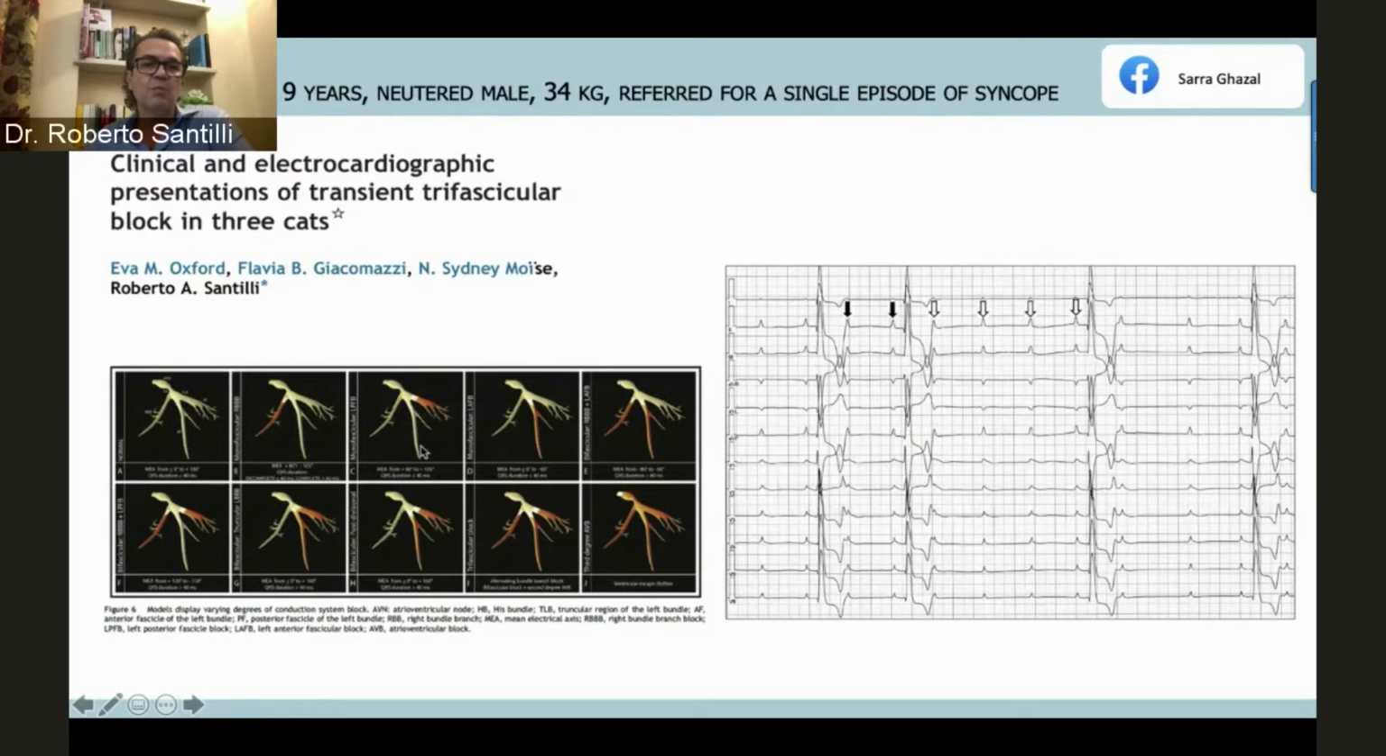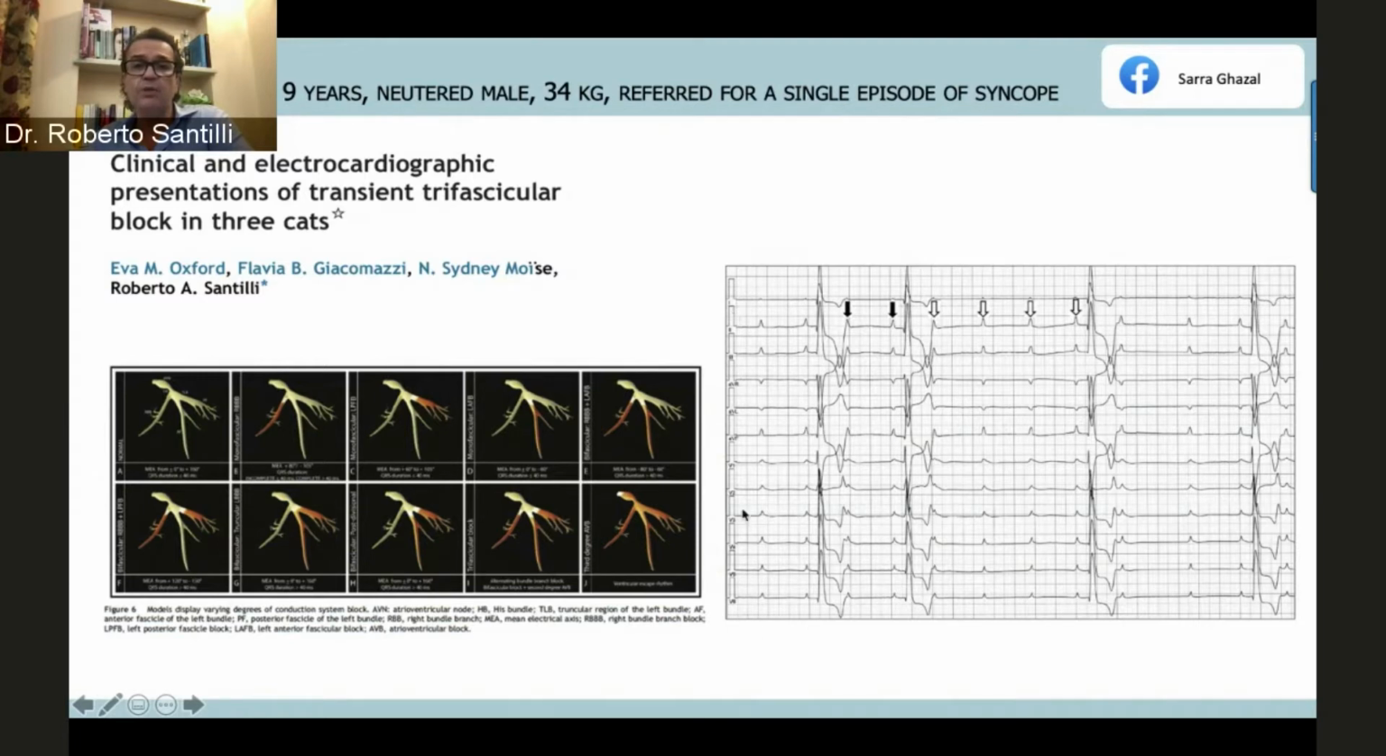Remember that monofascicular blocks usually have a narrow QRS complex, just like the left anterior fascicular block, or incomplete right bundle branch block when the block is more distal. But when it's bifascicular, such as in this case, it's considered wide, so more than 70, actually 80 milliseconds in dogs, and more than 40 milliseconds in cats. And this is another paper that we published as an ECG of the Month in JAVMA.